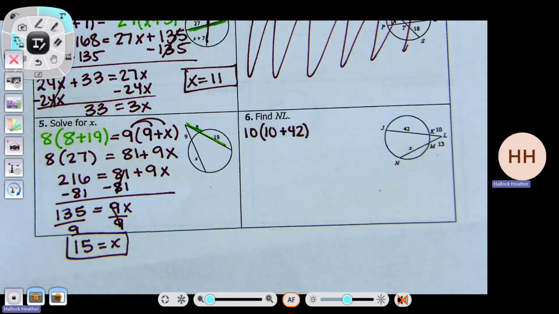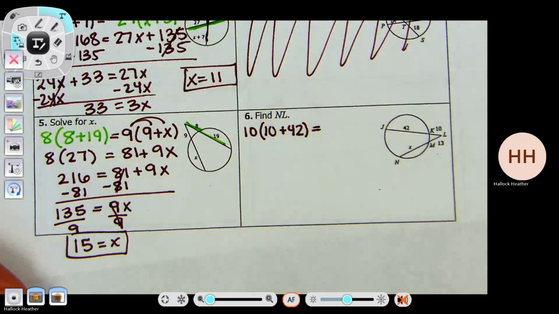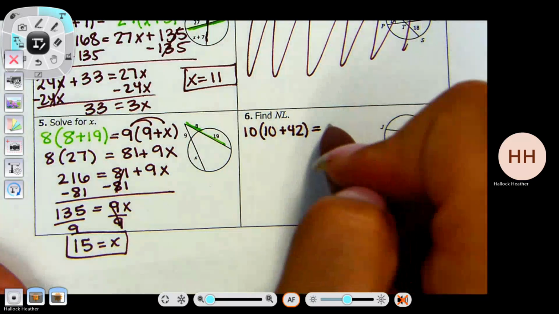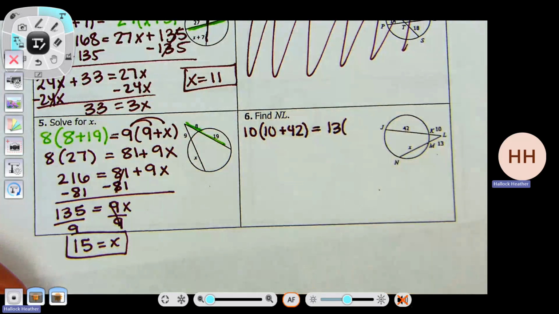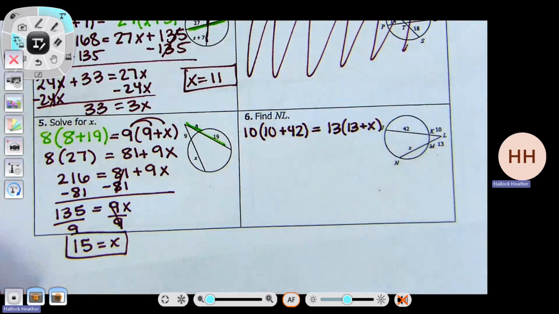And I show every step. You don't have to. If you want to just add them together, just add them together right there. That's fine. So what should be on my other side? 13. And then what's in parentheses? 13 plus x.